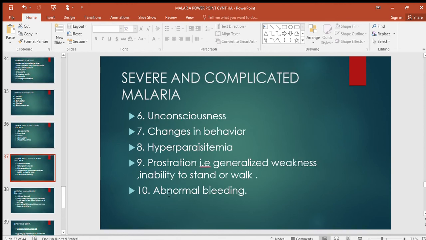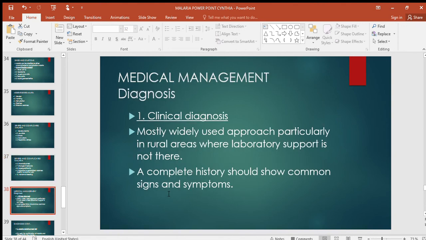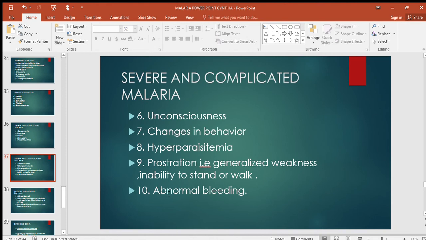So when it comes to severe and complicated malaria, this is where now we'll see the patient being unconscious. There is also change in behavior. There is also a high number, a heavy density of parasites in their blood. Then there is also prostration. So this is generalized weakness, and the patient is unable to stand or walk. Then there is also abnormal bleeding. So those are the signs and symptoms of malaria according to severity.